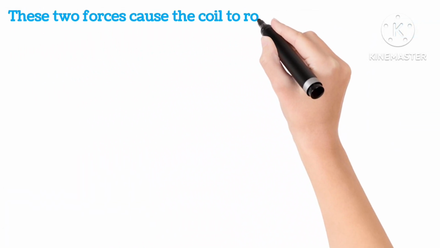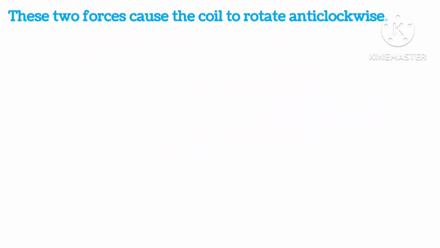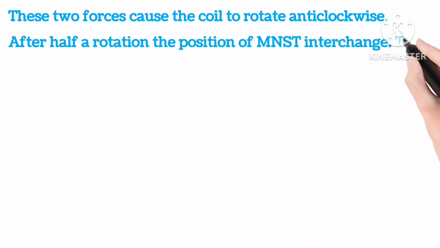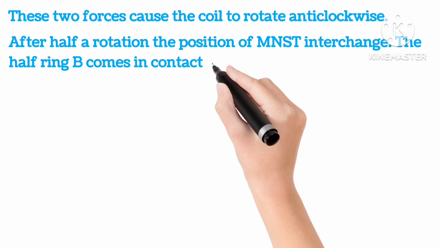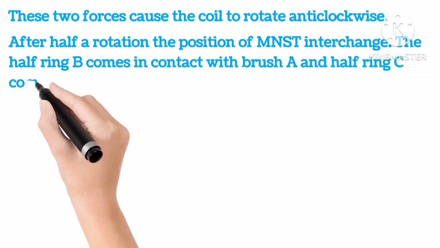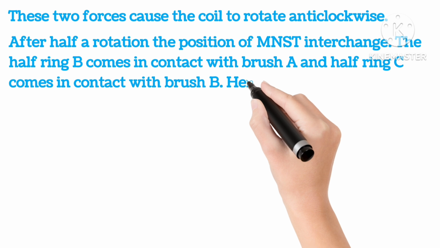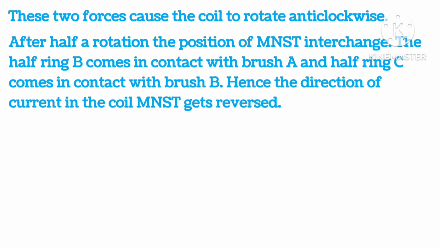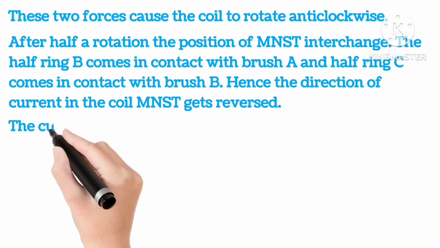These two forces cause the coil to rotate anticlockwise. After half rotation, the positions of M and S-T interchange. The half ring B comes in contact with brush A and half ring C comes in contact with brush B. Hence, the direction of the current in the coil M and S-T gets reversed.